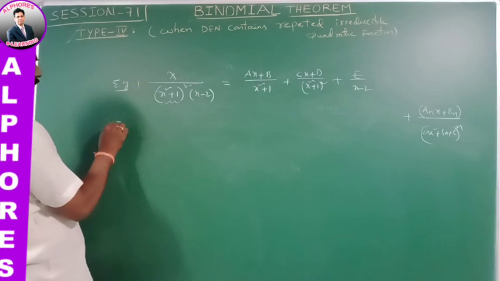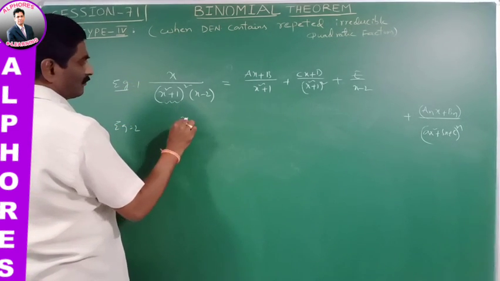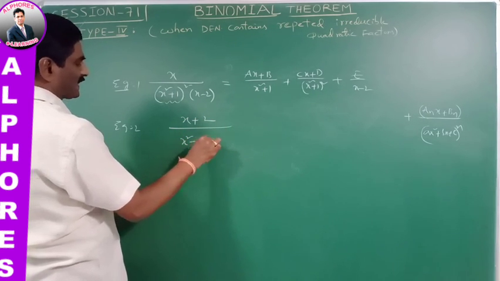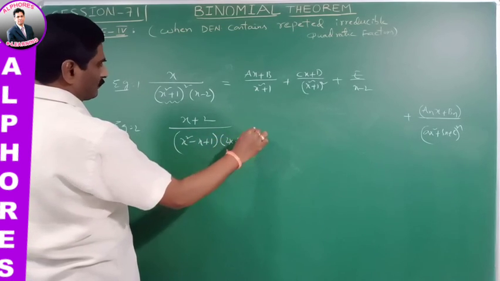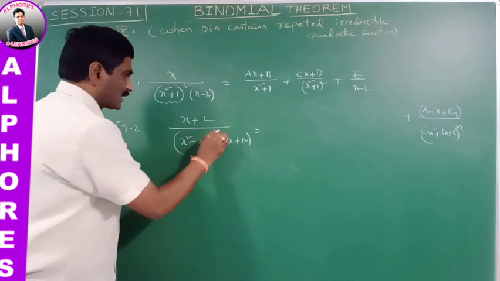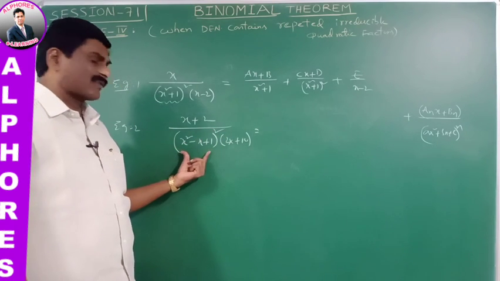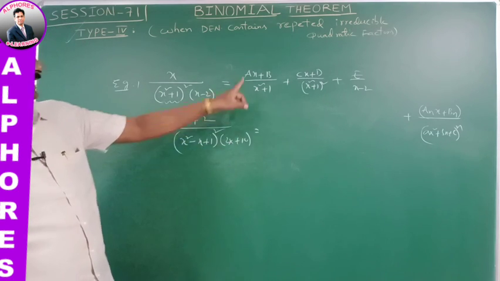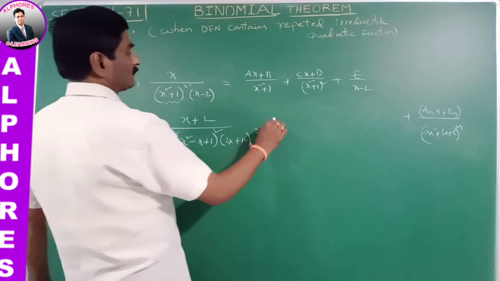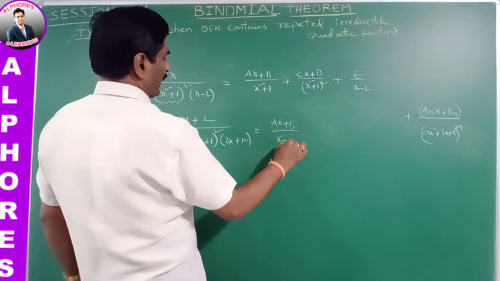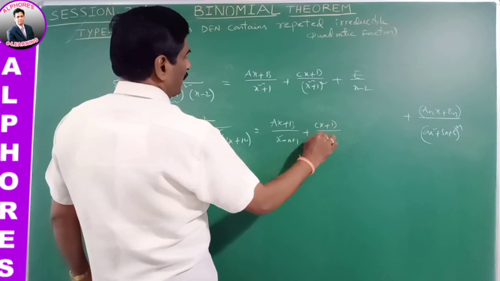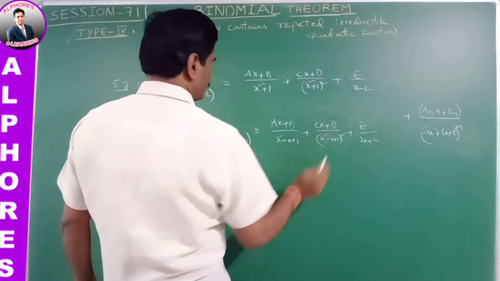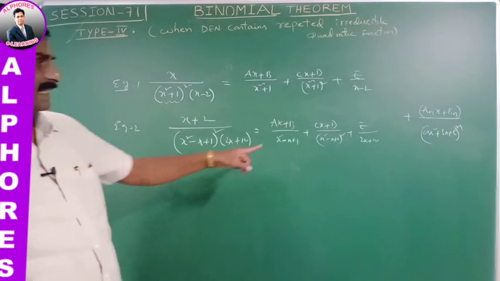Next, example 2: (x plus 2) by (x square minus x plus 1) whole square into (2x plus 10). Please write the partial fractions. x square minus x plus 1 has no factors. It is an irreducible quadratic and repeated 2 times. In the same way, (ax plus b) by (x square minus x plus 1) plus (cx plus d) by (x square minus x plus 1) whole square plus e by (2x plus 10), where a, b, c, d, e are constants.